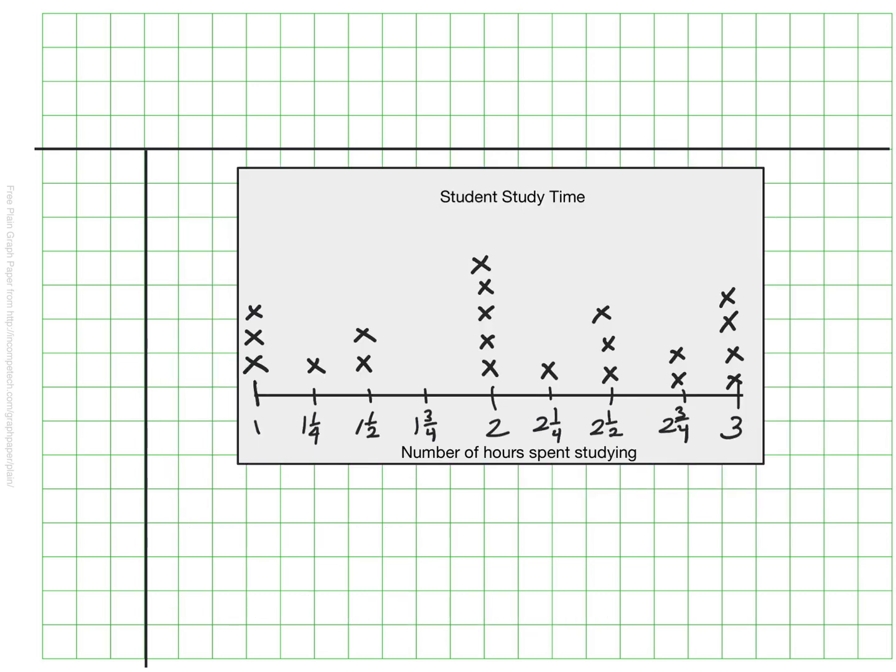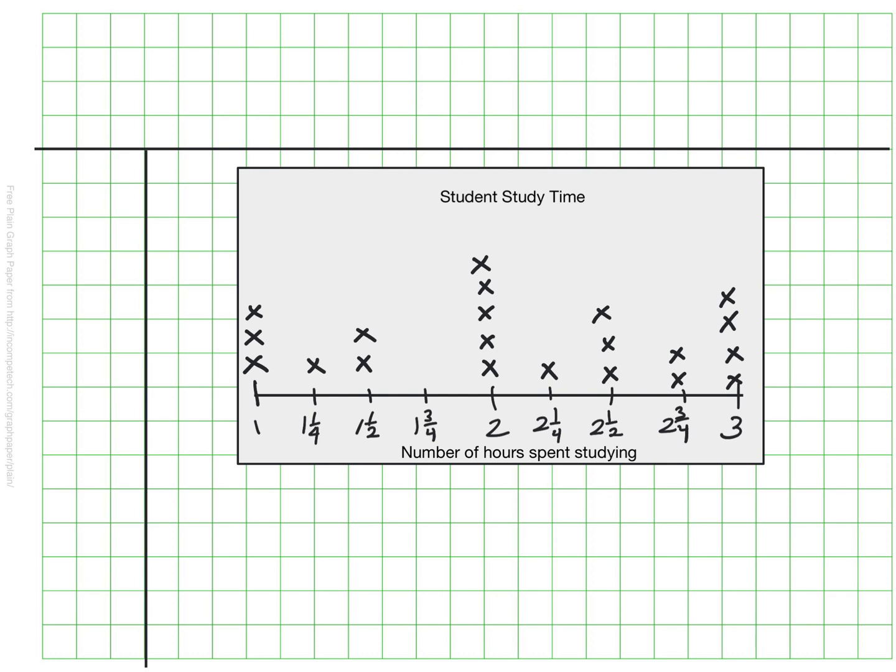All right, so here's another line plot that I've actually already created. Take a moment, pause the video so that you can recreate this line plot in your own notebook. Notice that this one has the title Student Study Time and a label that tells us that each one of those numbers along the bottom on our number line is a number of hours spent studying, right? So even though you don't know anything else, just by looking at this graph, you know what this represents.